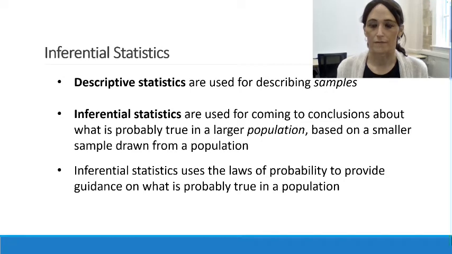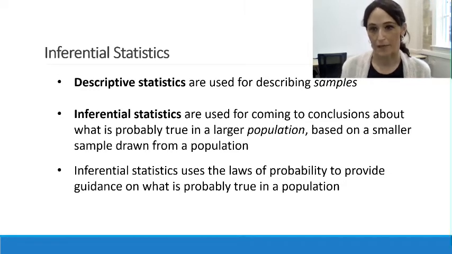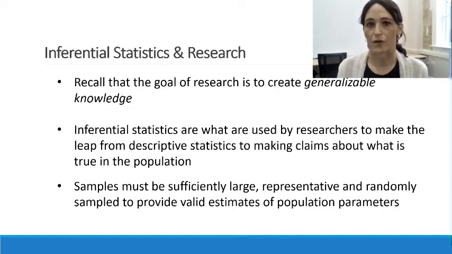So we're going to take samples from a population and make inferences. Inferential statistics uses the laws of probability to provide guidance on what is probably true in the population. So recalling again that the goal of research is to create generalizable knowledge, to be generalizable, our data, first of all, has to be sampled in such a manner that it is representative of the population from which it's drawn.